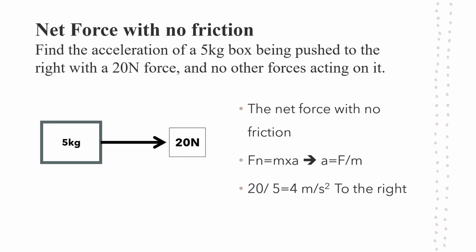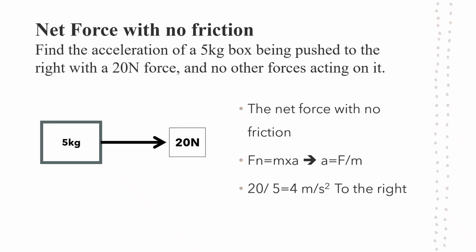This is another example of Newton's second law, as we have seen in my previous videos. In this example, we're going to calculate the net force acting on an object, but there is no friction. So we see that we have a box, and that box has a force forward of 20 newtons.